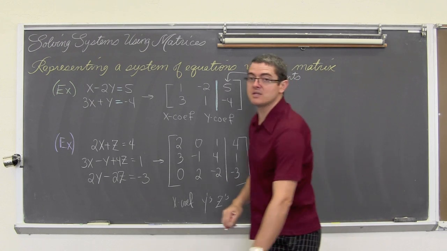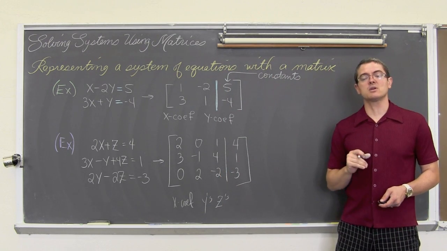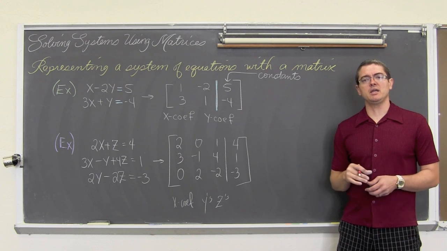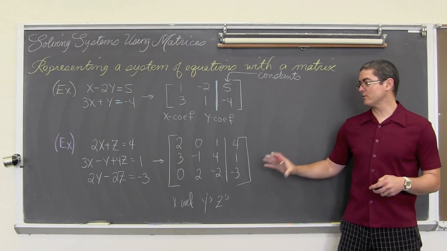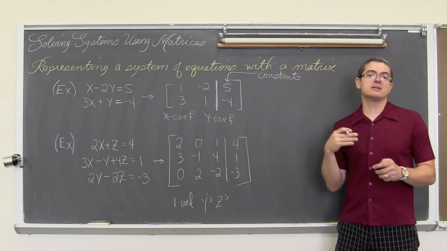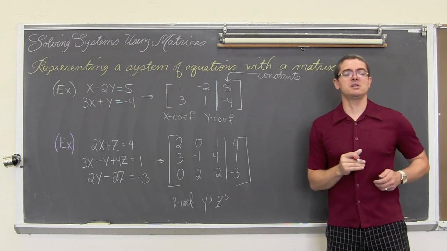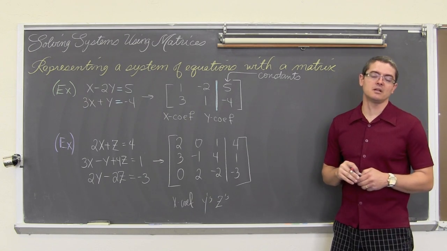So now that we know how to take our systems of equations and represent them as an augmented matrix, let's get the steps down that we need to go through: given a system of equations, write it as a matrix and solve for those 3 variables or 2 variables, whatever is in your system, using the Gaussian elimination method.